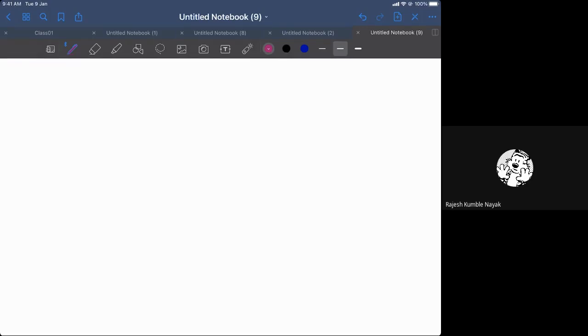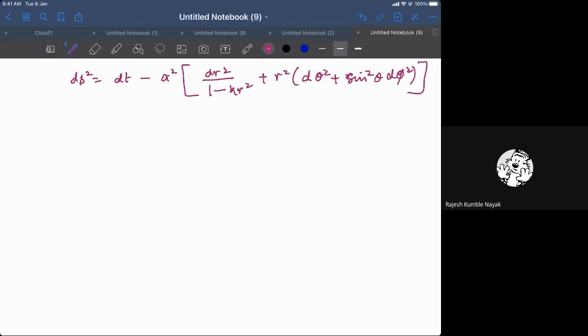Okay, the line element is simple. ds squared is equal to dt squared minus a squared, which is constant, times dr squared over 1 minus k r squared. k can be plus 1, minus 1, or 0 based on your model. The universe is flat, or a sphere with a positive or negative curvature.